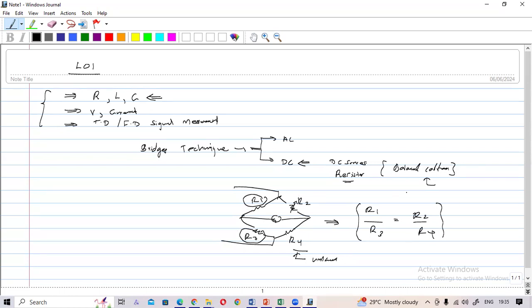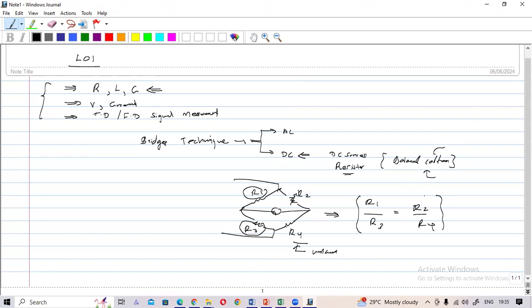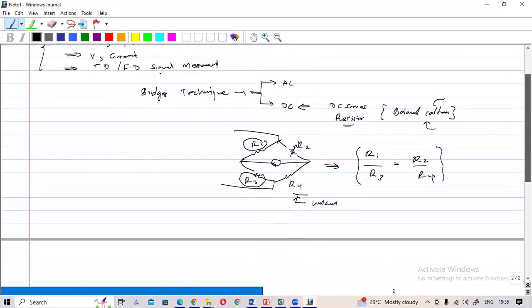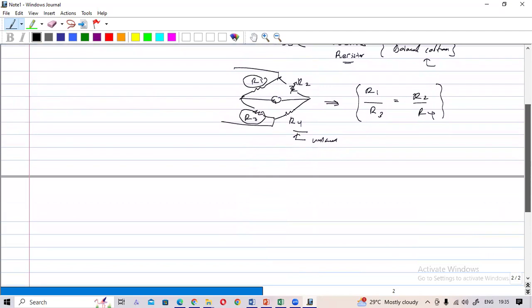Okay. So there are other conditions also, non-balance condition and partially balanced condition. We are not going to talk about them. So that is the DC bridge. So that our study may be for a 1 credit module. This is it.